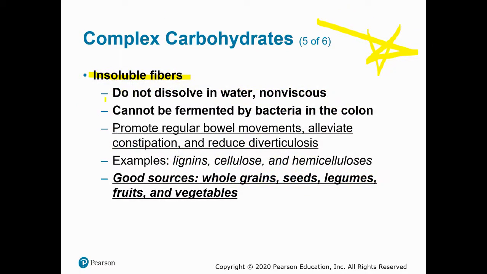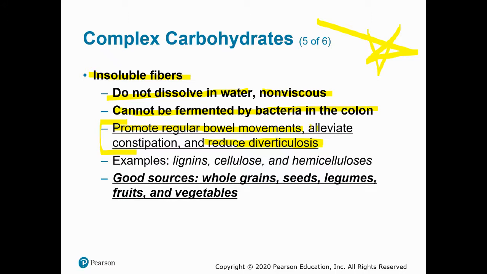Insoluble fibers then are insoluble. They don't dissolve in water, and they're not viscous. Therefore, they cannot be fermented by bacteria in the colon. Insoluble fibers, though, are really important because they promote bowel movements, they can alleviate constipation, and they can significantly reduce diverticulosis. We'll talk about that at the end of the chapter.